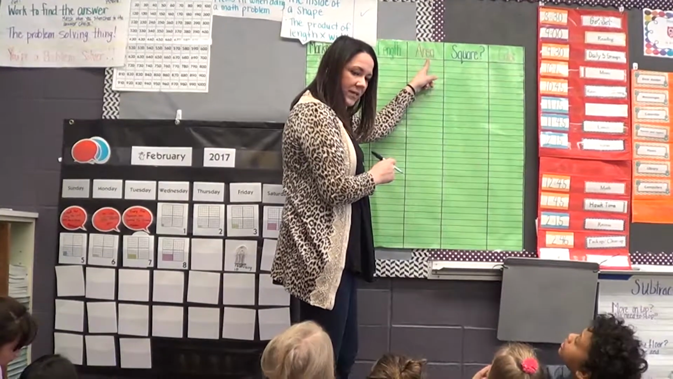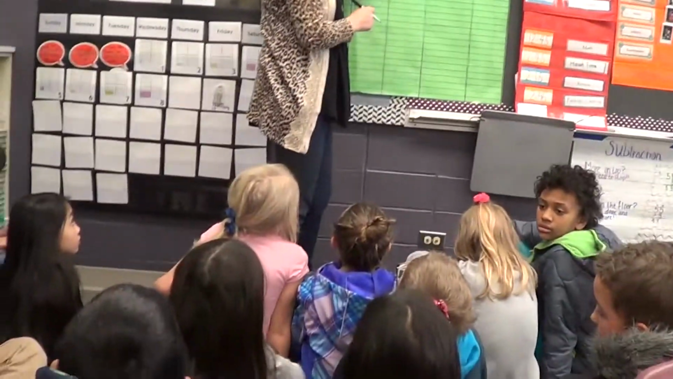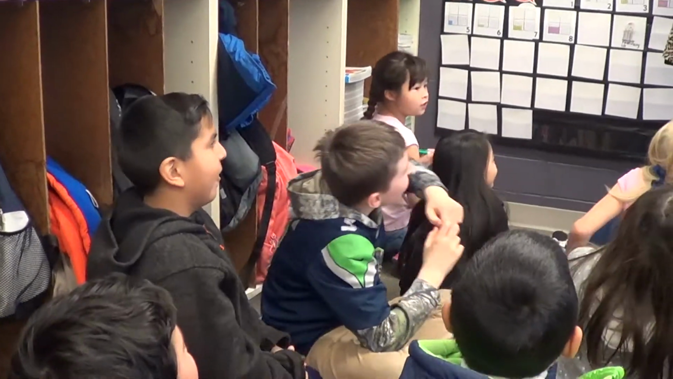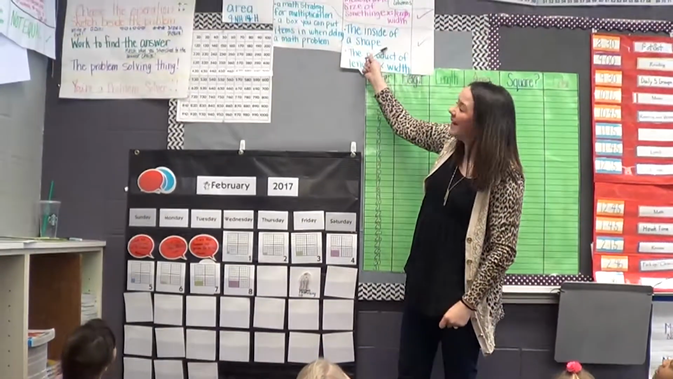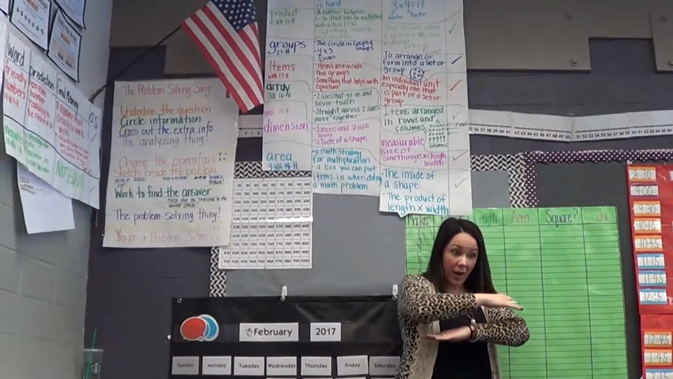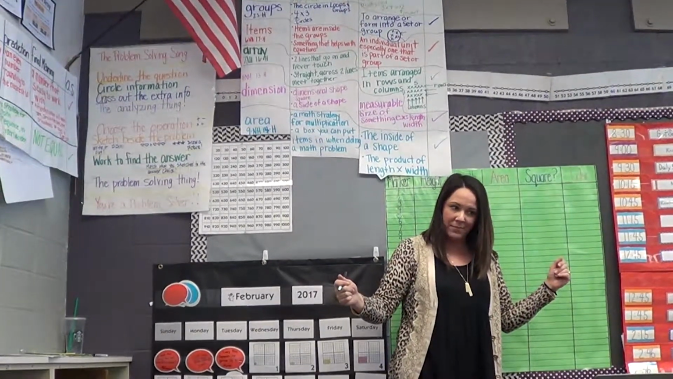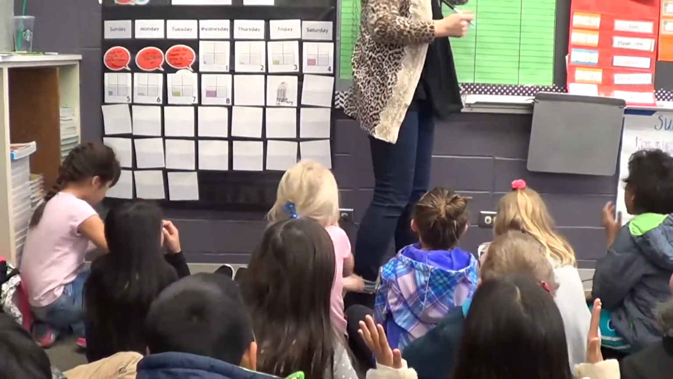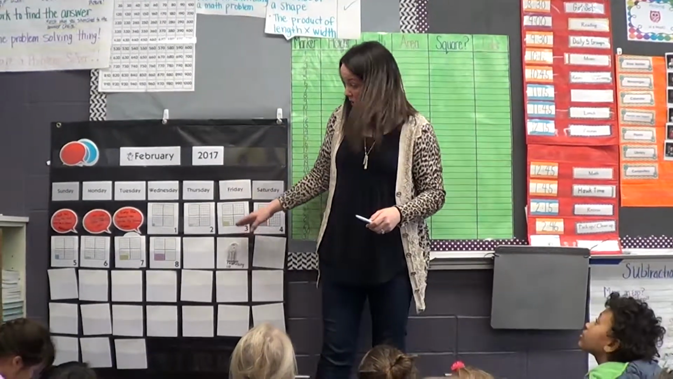Let's try this again. What is area? Okay, let's try again. Ready? Area. Okay, let's look up here, right here. Remember we talked about the product of the length times width. Okay, you want to try one more time? Ready? Area. The product of the length times width. Okay, so if we're talking about the area, we're talking about the length times the width, which is the total number, right?